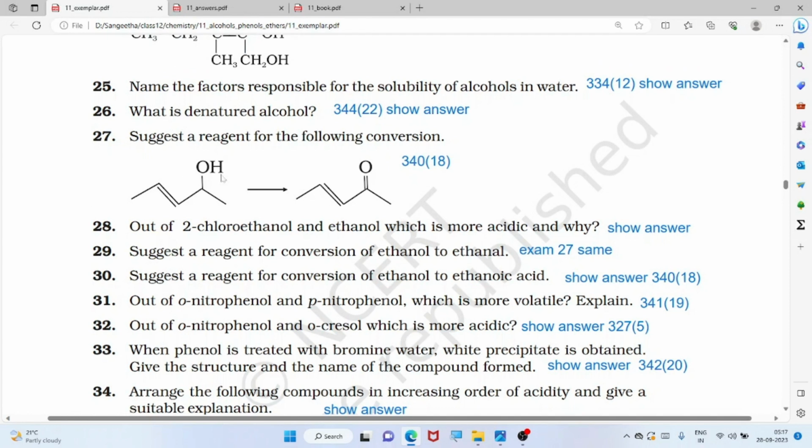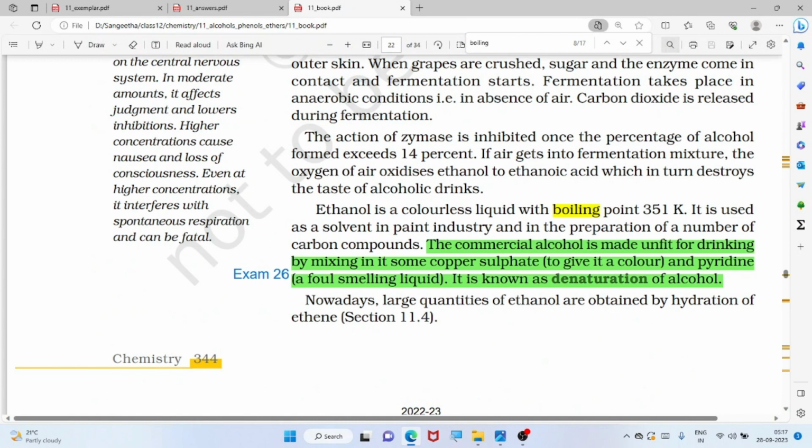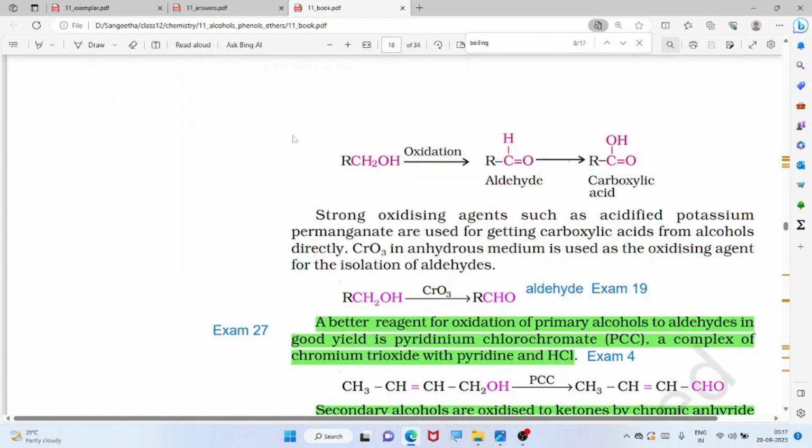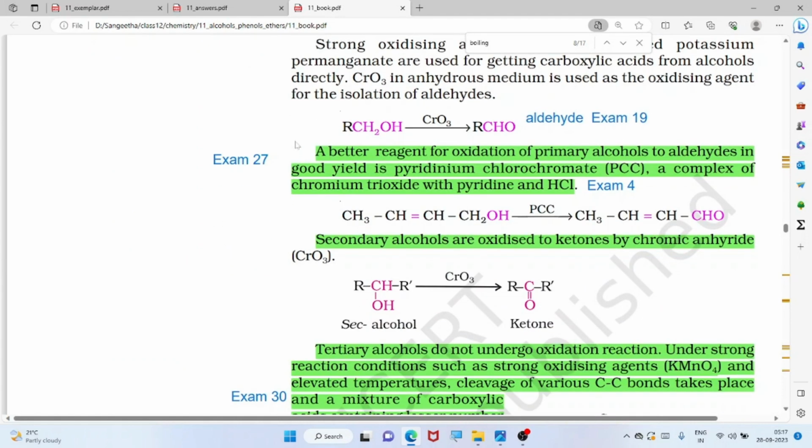Suggest the reagent for the following reaction. This is alcohol to ketone. Okay, this one.